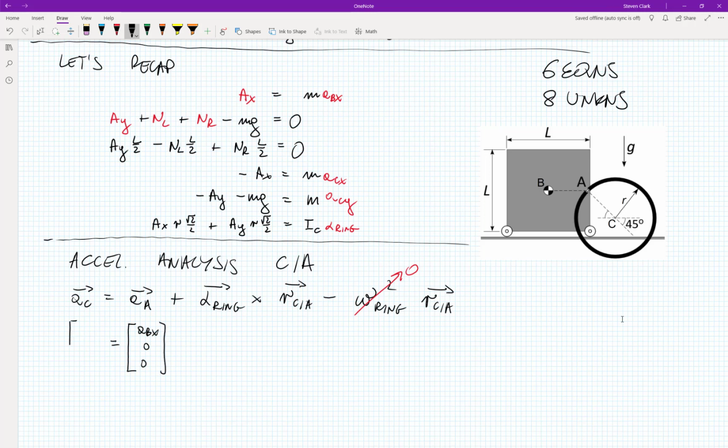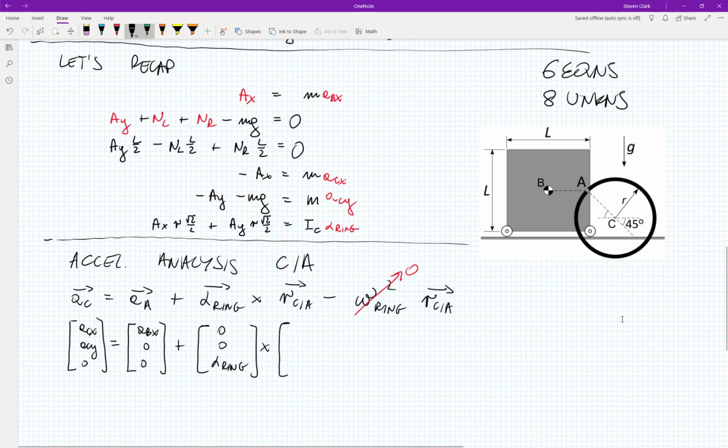And acceleration of point C is what we are fishing for. ACX, ACY, and 0. Please have a look at these two equations. In here, ACX and ACY occur. So that's why I went for that point as well. I want to find some expressions for these points as well. Okay. So in here I will have 0, 0, alpha ring times this vector, RCA.